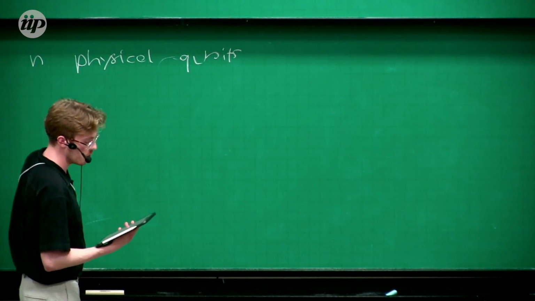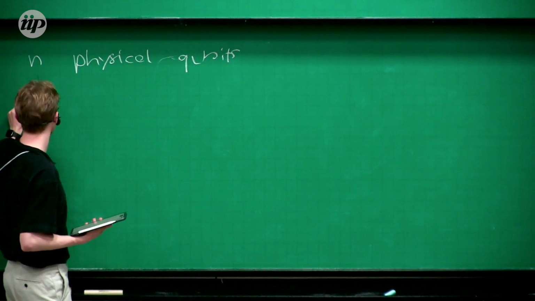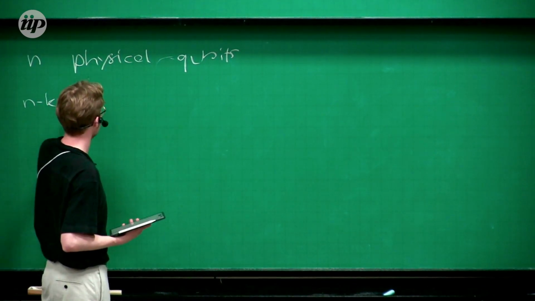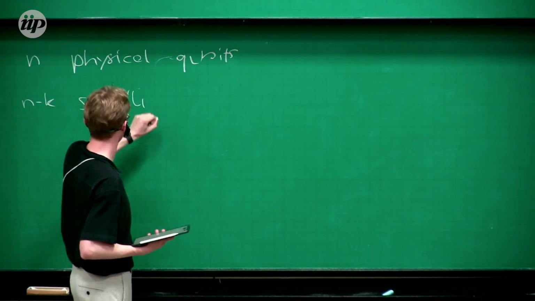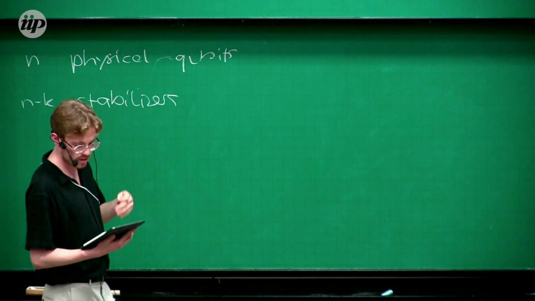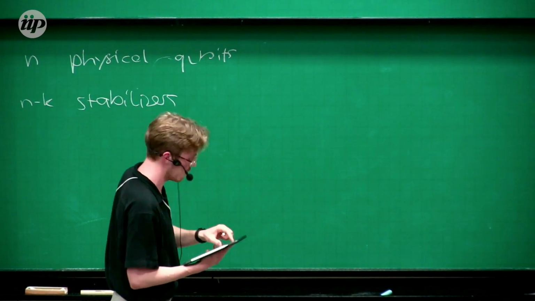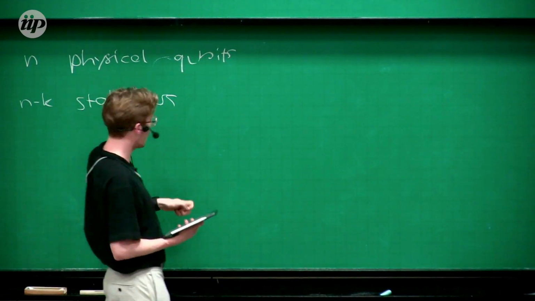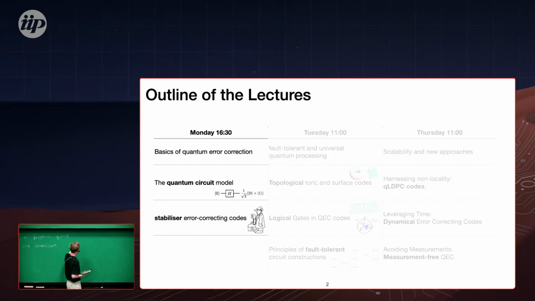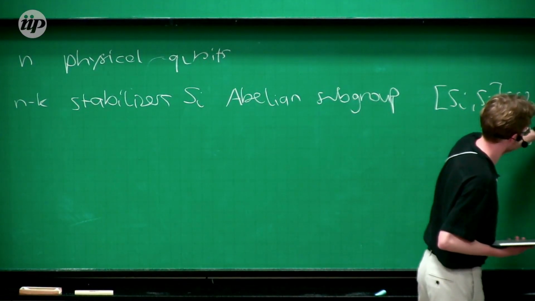And we write down n minus k operators, so-called stabilizers or stabilizer generators, that generate an abelian subgroup of the n-qubit Pauli group. Abelian meaning that these stabilizers Si all commute. So [Si, Sj] is 0 for all Si, Sj in this stabilizer group.